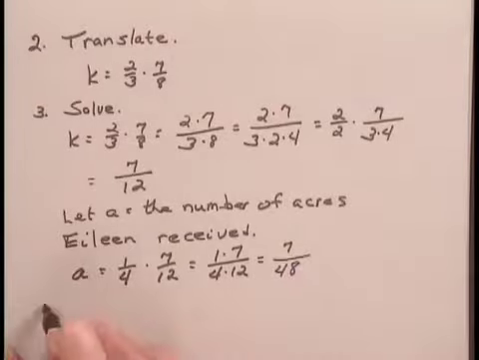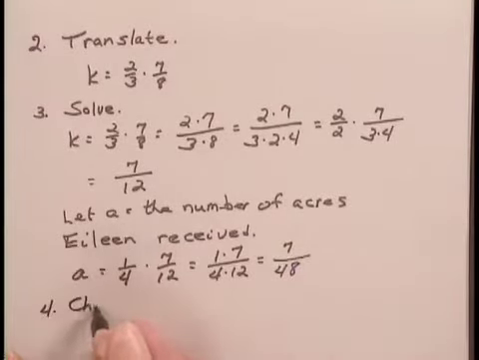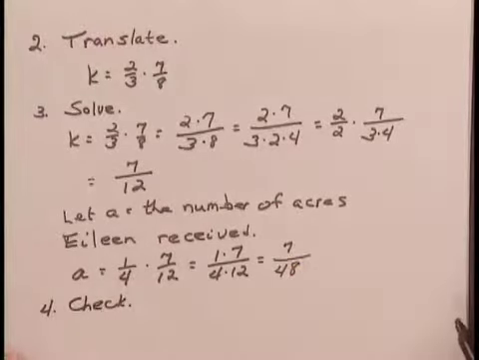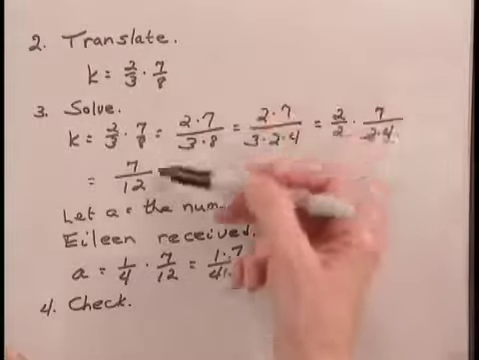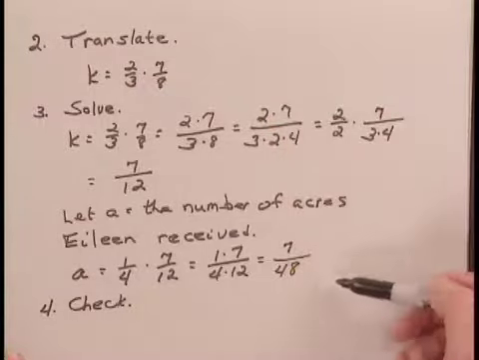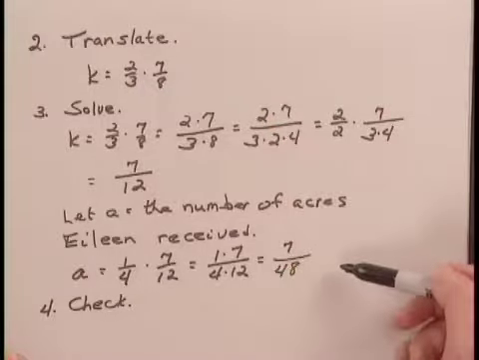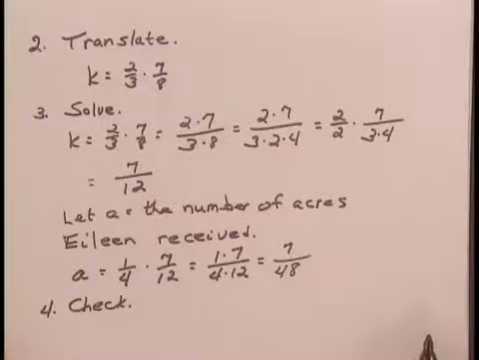The fourth step in the process is to check this answer in the original problem. And we have a 2-step problem. Each step involved multiplication of fractions. So the best way to check is just to go back and check that this multiplication was done properly and that this one was done correctly. And when we do that, we find that the answer does check.